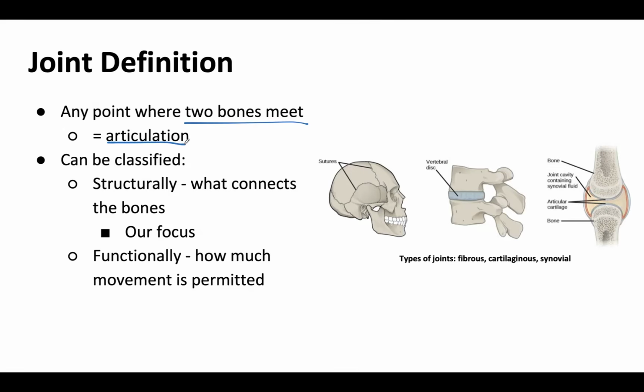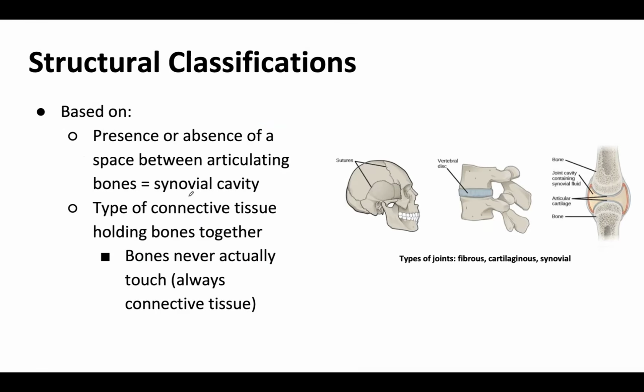Classification schemes can typically be broken into structural classifications. So, what is the joint composed of, or what tissues are actually connecting the bones? This is where we are going to focus. But I did want to note that joints can also be classified functionally. In other words, how much movement is allowed at a joint. So, some joints allow no movement at all. Some allow slight movement, and some joints are freely movable. But as I mentioned, we're going to focus in on these structural classifications.